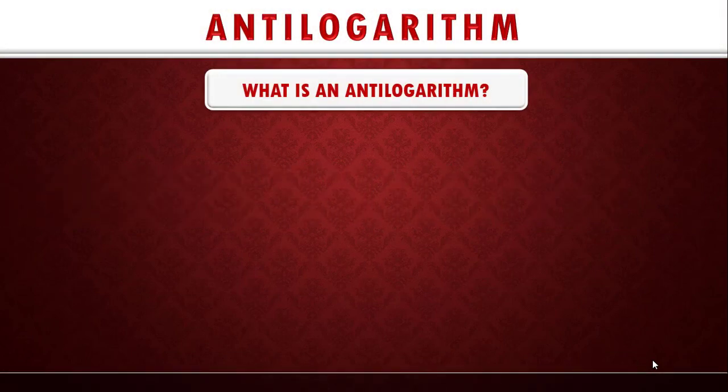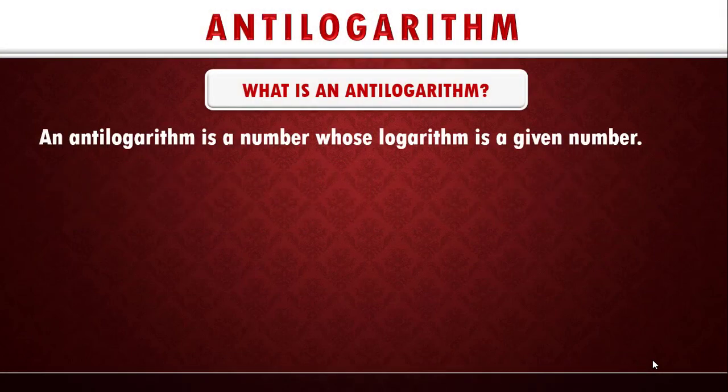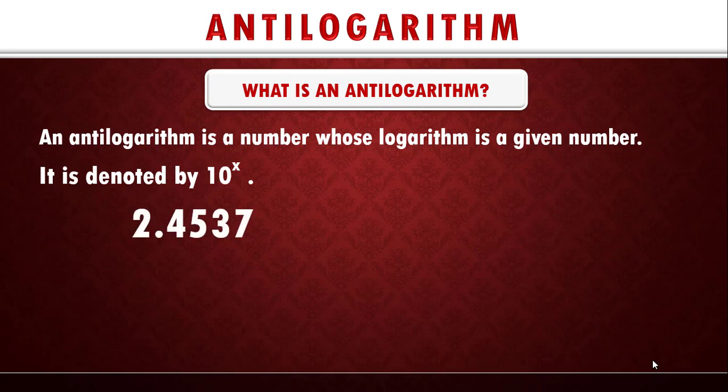What's an antilogarithm? An antilogarithm is a number whose logarithm is a given number. It is denoted by 10 raised to power x. So for an instance, we are given the logarithm of a number and the logarithm is 2.4537. So in this scenario, we can say we have the expression 10 raised to power 2.4537. As you can see here, the x that we have there is this logarithm number.